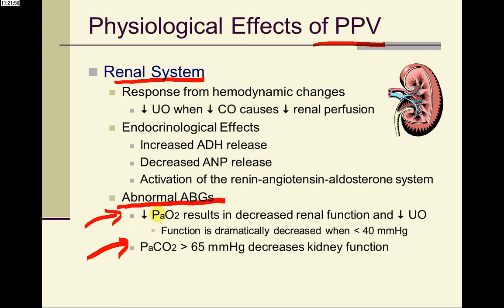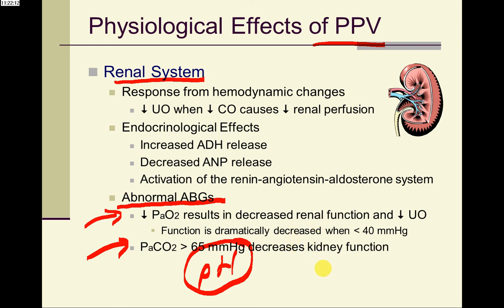By keeping the PaO2s in the normal range, keeping the CO2s in the normal range, and not allowing large pH imbalance, all right? So that's how we limit the physiological effects of positive pressure ventilation on our kidneys. I don't want you to try to remember all these ADH and ANP releases. All right. How do we monitor kidney function?